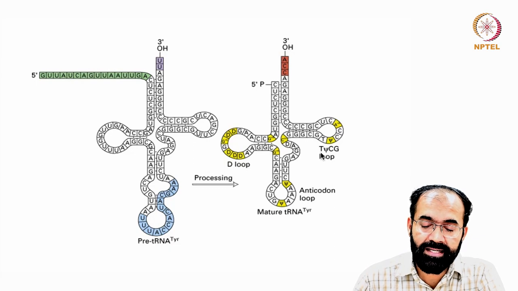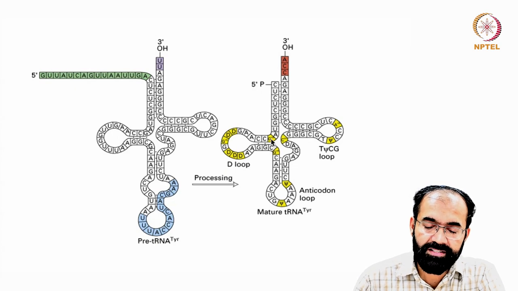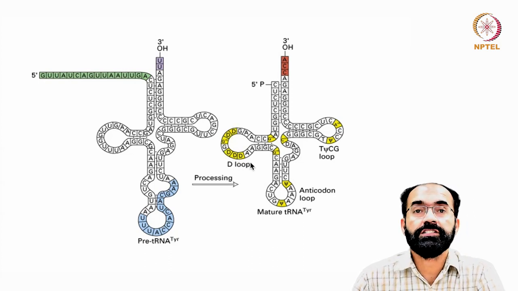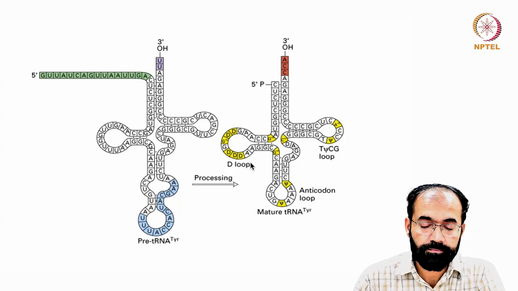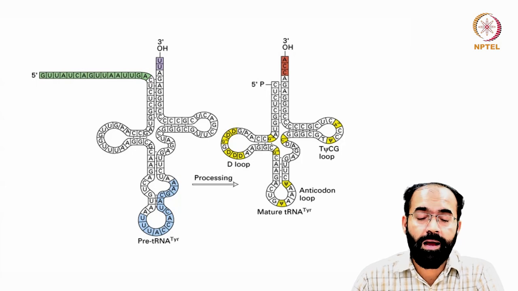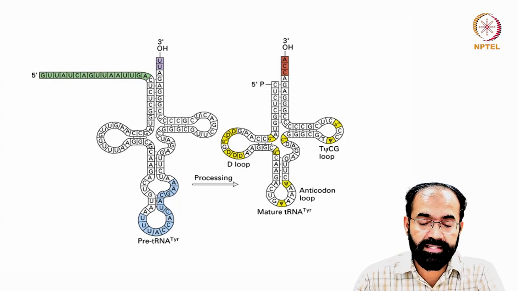And then you can see there is a T psi C G loop, and in this anticodon loop you have got modifications of different bases. Sometimes the bases are methylated, so at each of these places you are seeing an alteration, a change occurring on the base. And like I told you, this allows the recognition by aminoacyl tRNA synthetase.